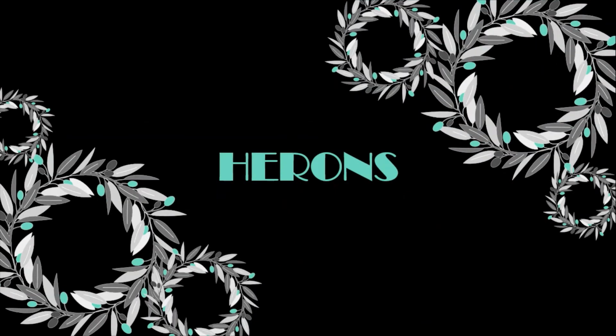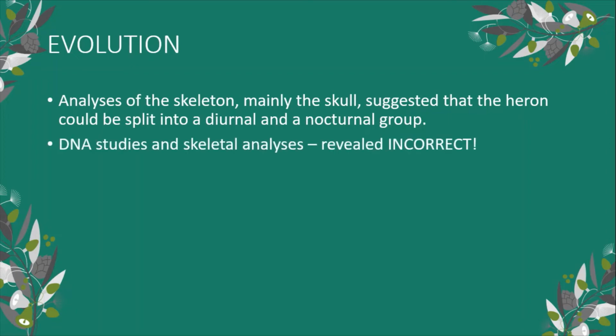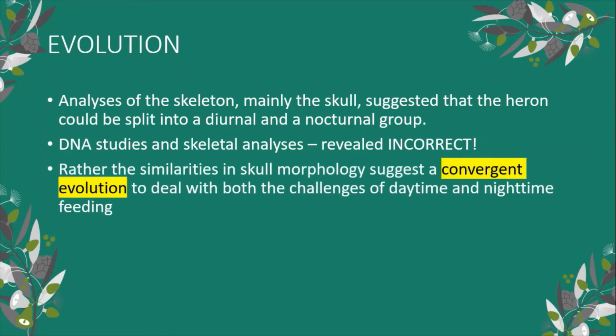Herons. Analysis of the skeleton, mainly the skull, suggested that the heron could be split into a diurnal and a nocturnal group. But from DNA studies and skeletal analysis focusing more on bones of bodies and limbs, this grouping has been revealed as incorrect. Rather, the similarities in skull morphology reflect convergent evolution to cope with the different challenges of both daytime and nighttime feeding.